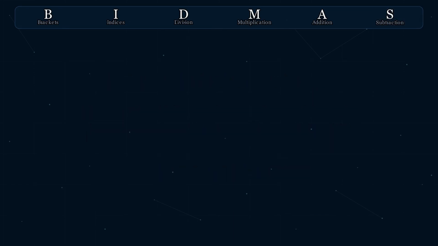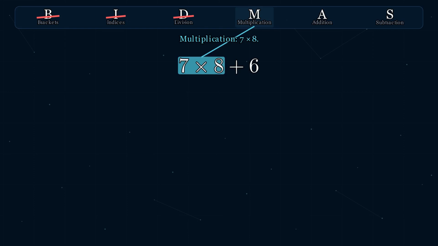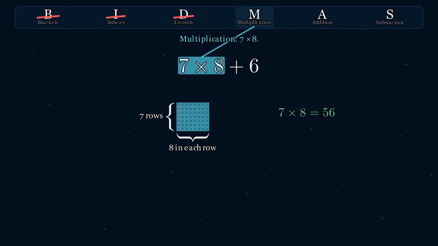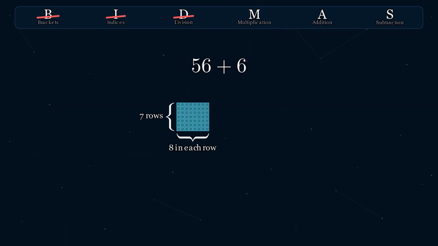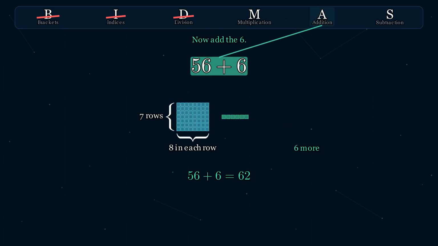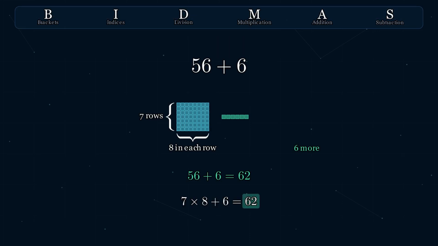Now the first example, 7 times 8 plus 6. Start with brackets. There are no brackets. Check indices. There are no indices. Check division. There is no division. Now multiplication. 7 times 8 comes before adding 6. 7 rows with 8 in each row gives 56. So the expression becomes 56 plus 6. Now addition. 56 plus 6 equals 62. There is no subtraction, so the answer is 62.